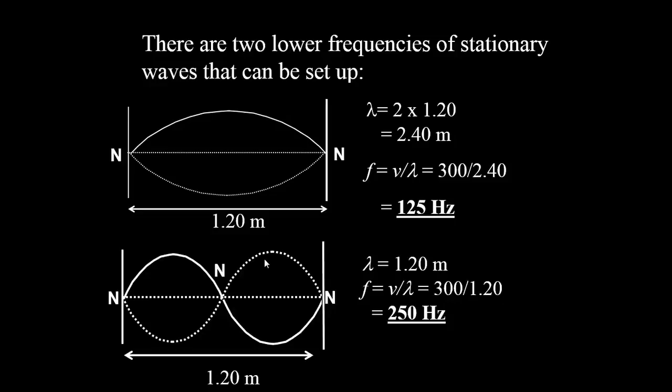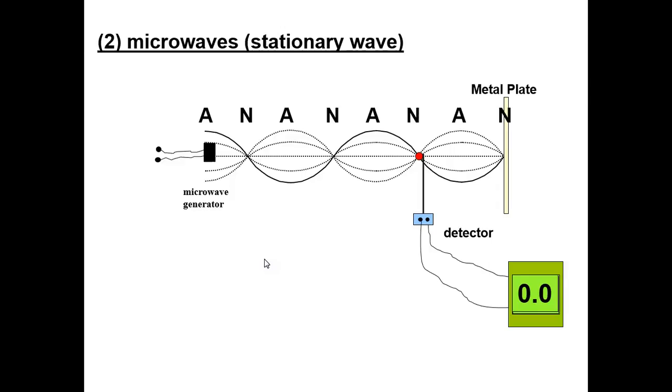The second lowest frequency will be when you see 2 loops. So this is mode 2. The wavelength will be the length of the wire, which is 1.2. Similarly, use v equals f lambda. I get the frequency to be 250 Hertz. Okay, with that, I'm done with the example on transverse stationary wave.